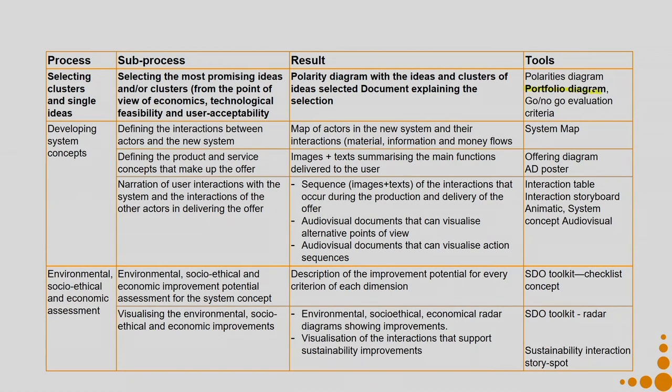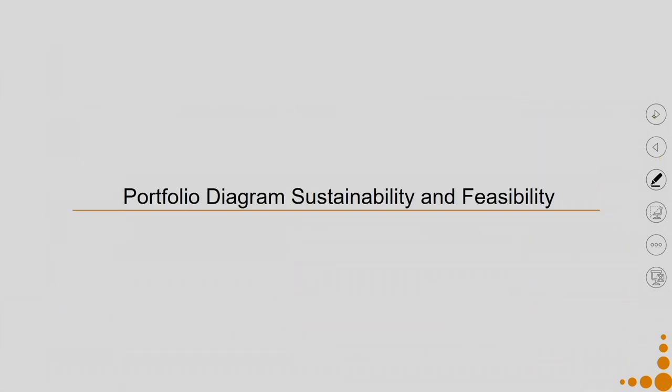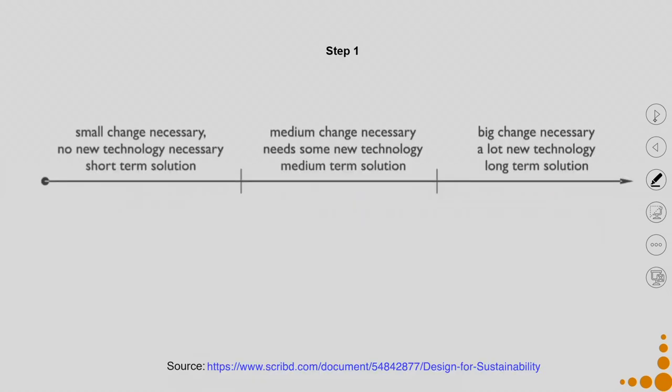Next, let's go down to the next method. It is called the portfolio diagram, a sustainability and feasibility check. What I do is check on the sustainability and the feasibility. I will pick up each and every idea or each and every cluster of ideas which I made into a system concept now by using the polarities diagram, and I will check.